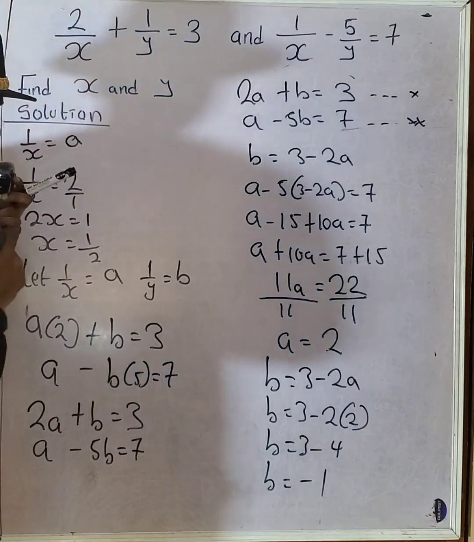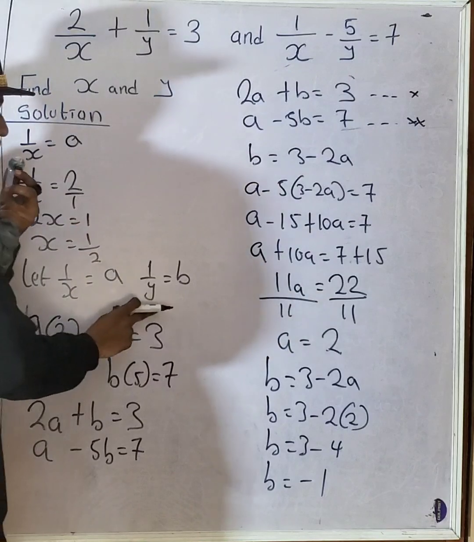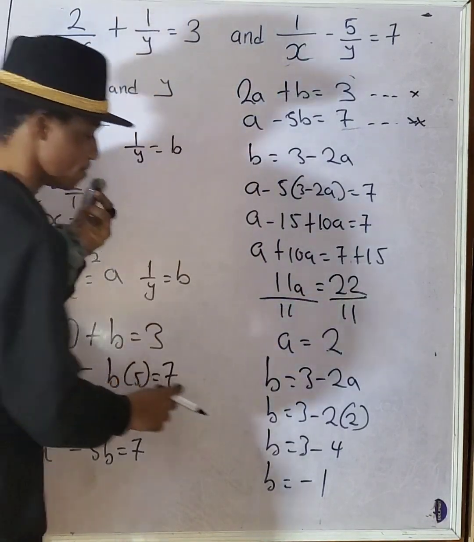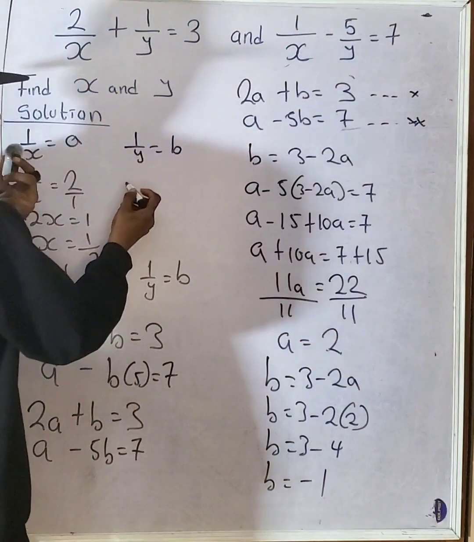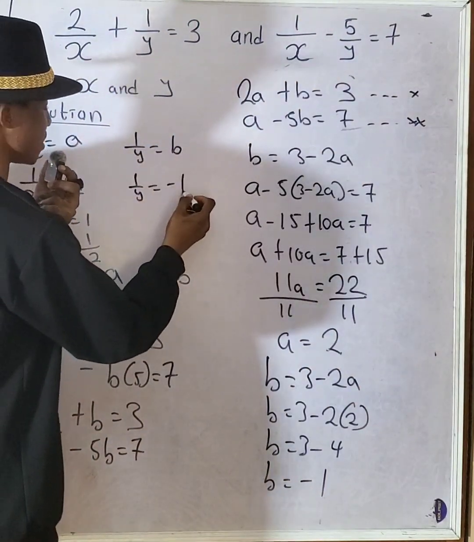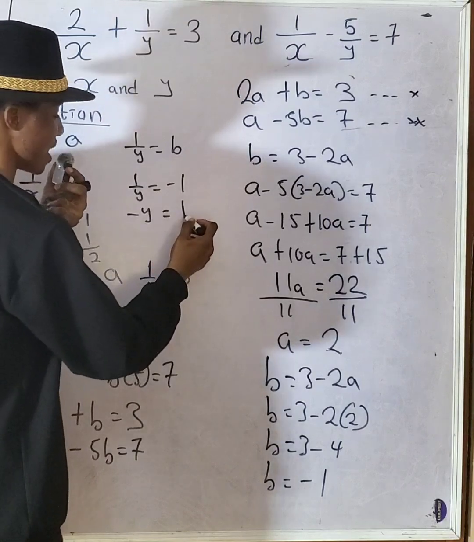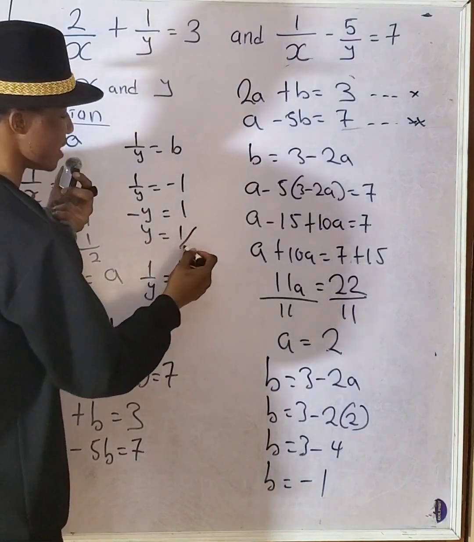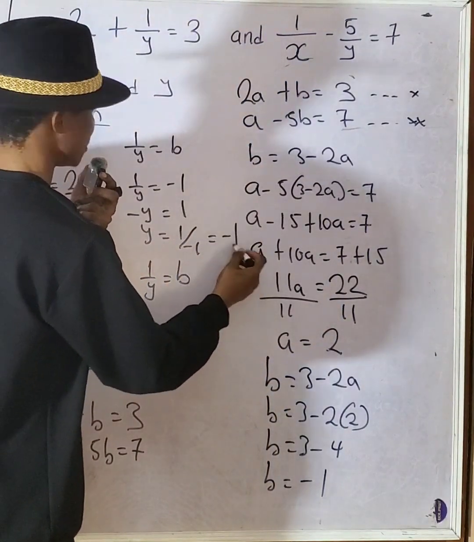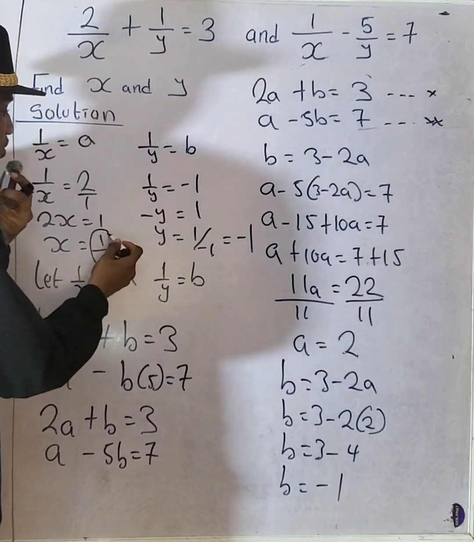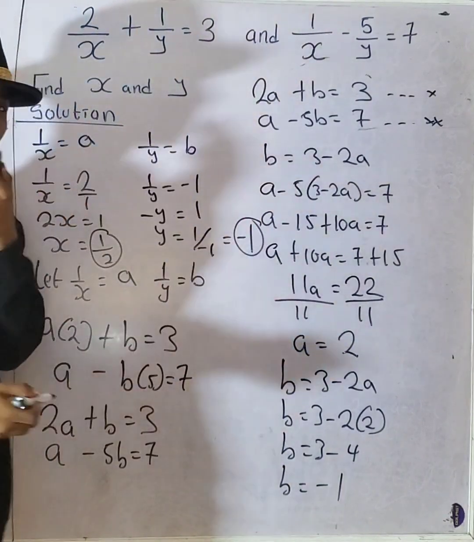Now let us get the value of y. Don't forget that 1 over y is equal to b. b is equal to negative 1. 1 over y is equal to negative 1. y times negative 1 will give me negative y. This will be equal to 1, right? y is equal to 1 over negative 1. That is what? Negative 1. So the values of x and y are 1 over 2 and negative 1 respectively.